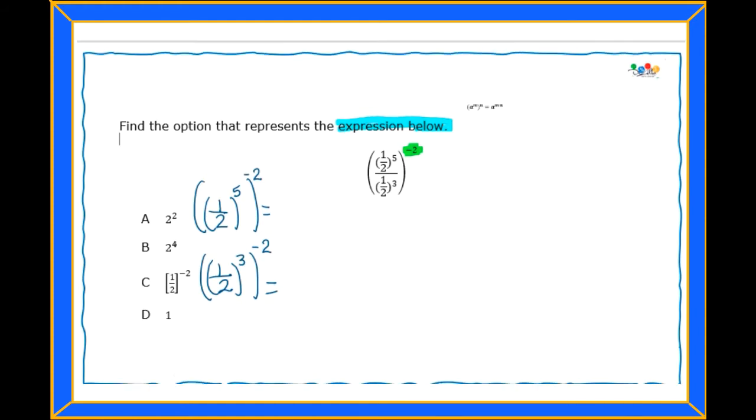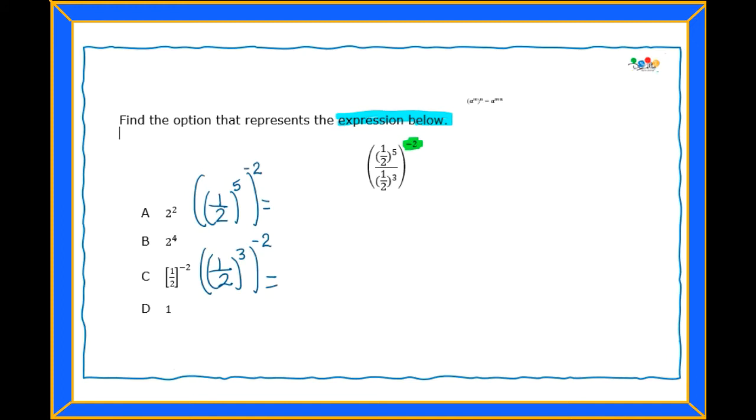So this rule, we call it power to a power, right? I have the rule way up here on the top. Hopefully you can see it. Basically, it says that I am going to multiply the exponents, right? So my base stays the same. So my 1/2 stays the same. But my power is going to be 5 times negative 2, which is a negative 10. Is that correct? On the bottom, my base stays the same, but 3 times the negative 2, I get a negative 6.